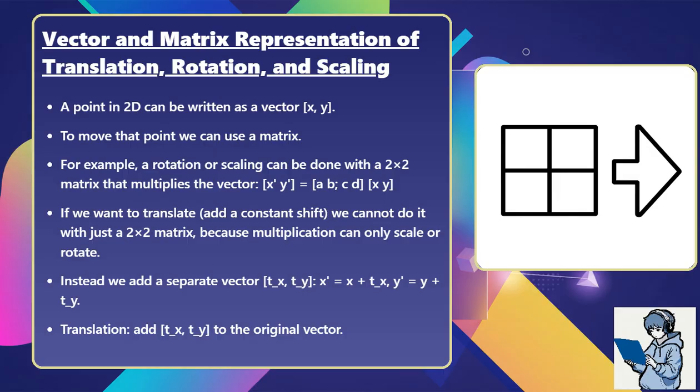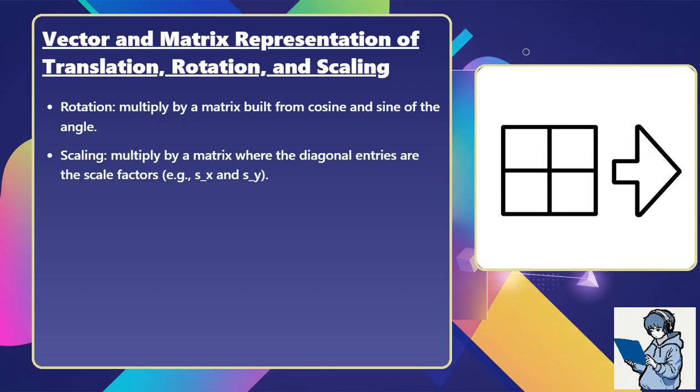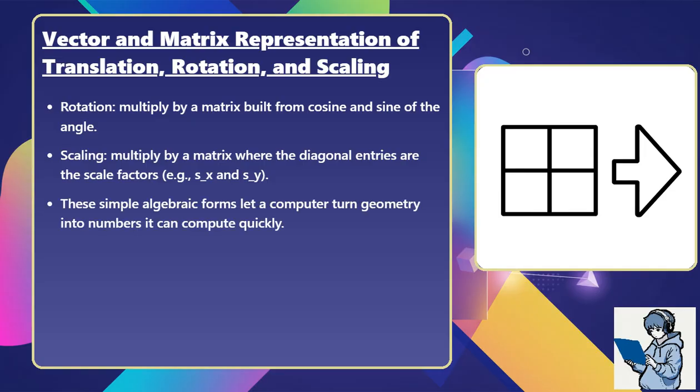Translation: add (t_x, t_y) to the original vector. Rotation: multiply by a matrix built from the cosine and sine of the angle. Scaling: multiply by a matrix where the diagonal entries are the scale factors, for example s_x and s_y. These simple algebraic forms let a computer turn geometry into numbers it can compute quickly.